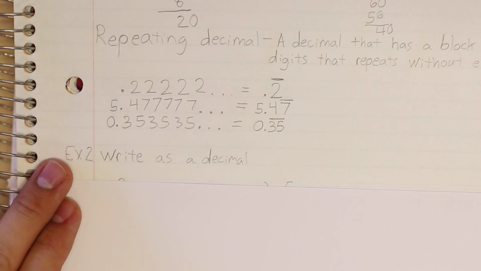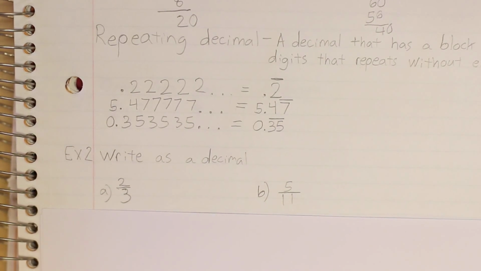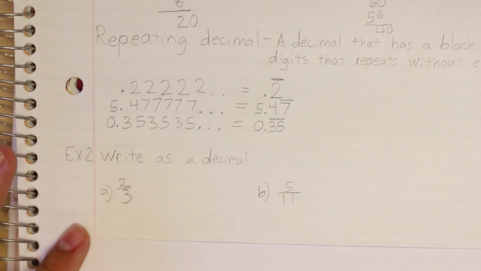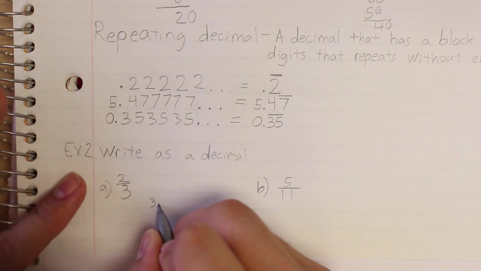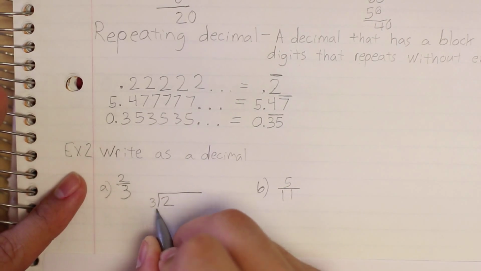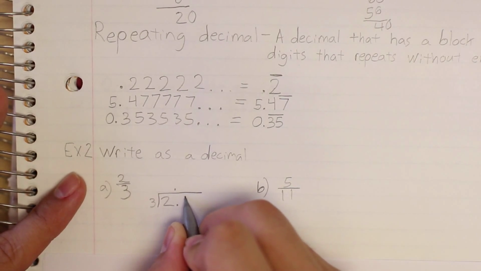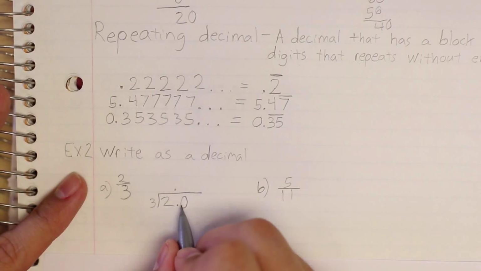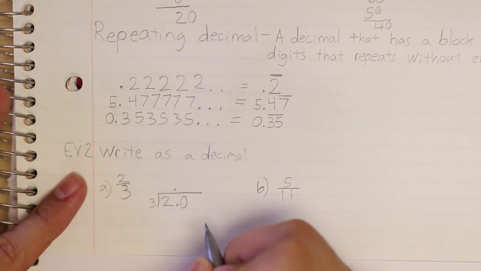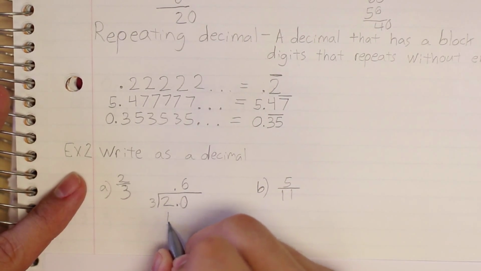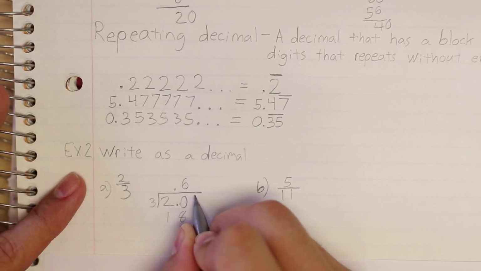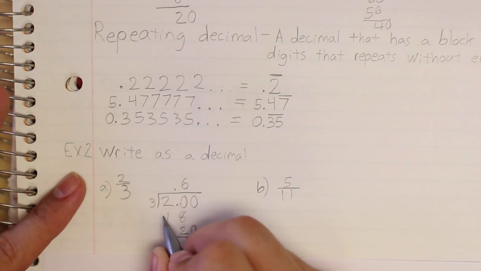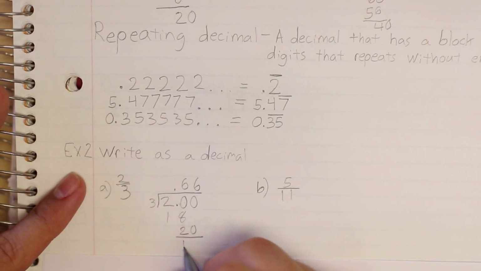Now, write as a decimal. These are some fractions that are equal to repeating decimals. So if we set this up using long division, where we have 3 going into 2, I would have to put a 0 there, put my decimal there and there. 3 goes into 20 6 times, you would get 18, you would get 2, you would bring down another 0, you would get 20, 6, you would get again 18, you would again get 2.